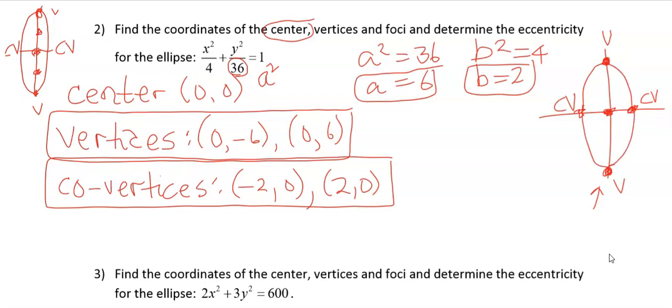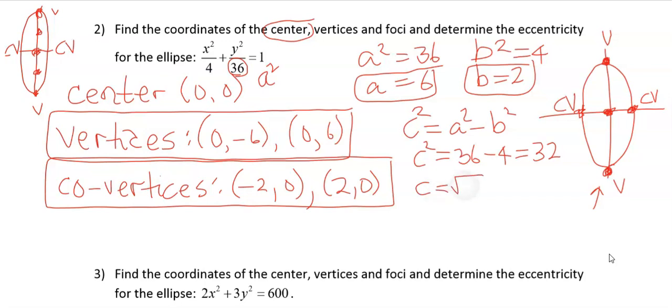Now my foci, I need my C. All right, so let me see. I've got to work out the C squared. C squared is A squared minus B squared, which in this case, I don't know if we're going to end up with a nice whole number this time. You've got 36 is your A squared, B squared is 4, and that gives you 32. All right. Now, what do you want to do? Do you want to leave it as a radical? Because if you did, you would call that root 32, which simplifies into 16 times 2. That would be 4 root 2.